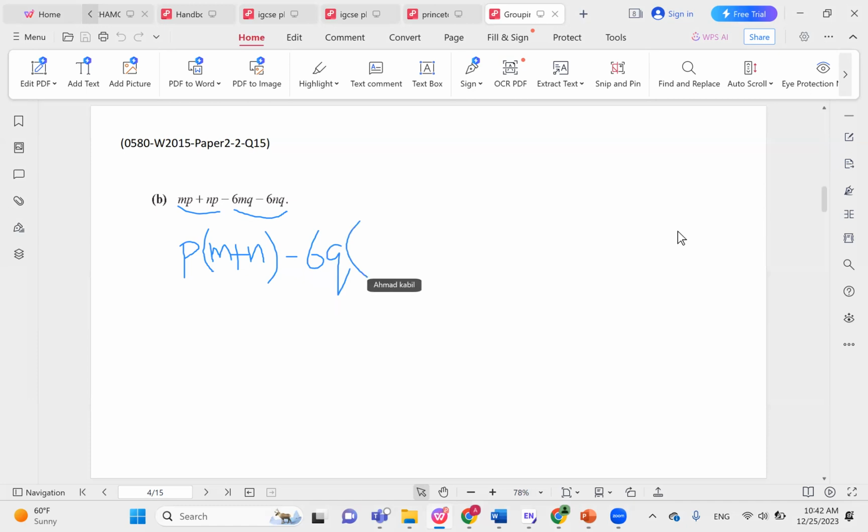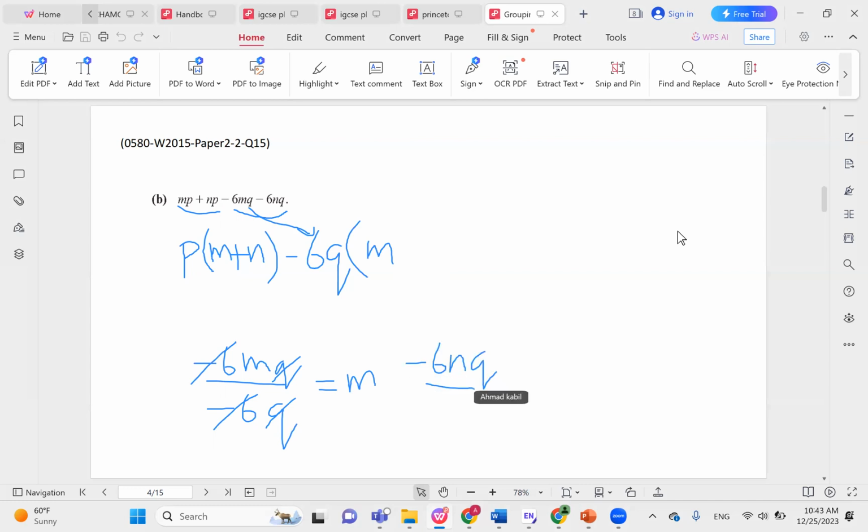And what remains is, so if you're confused, you can always try dividing by the common factor. So if you have negative 6mq divided by negative 6q, if you cross these out together and you cross these out together, you're left with m, positive m. So we just write positive m here. And for the second term, we have negative 6nq divided by negative 6q. So again, if you cross these out and you cross these out as well, you're left with positive n. So you just write plus n.